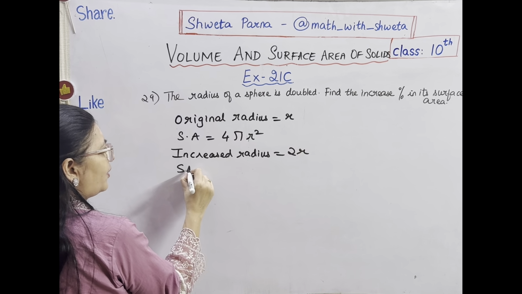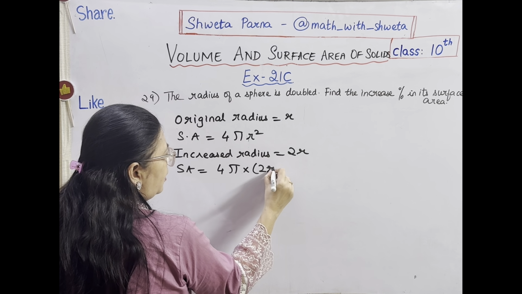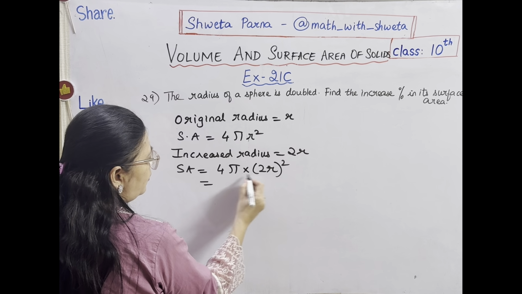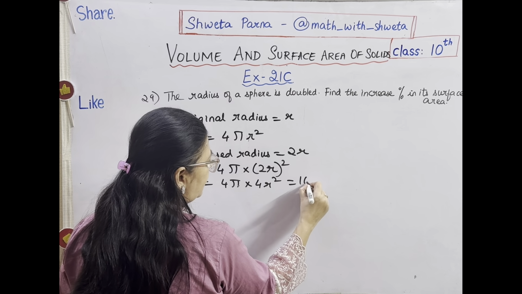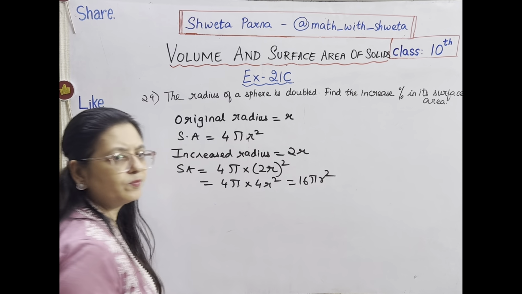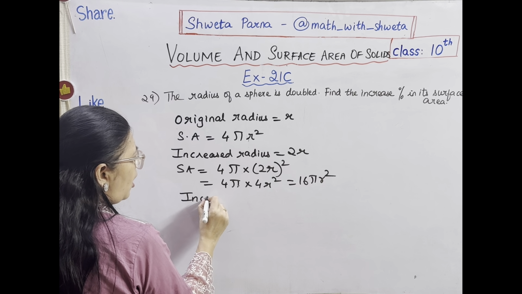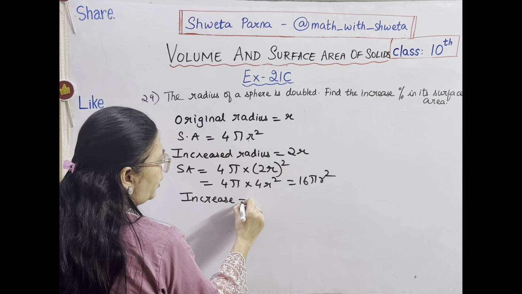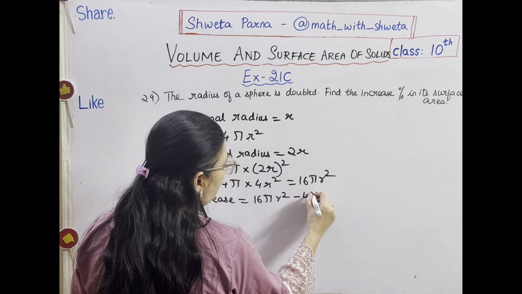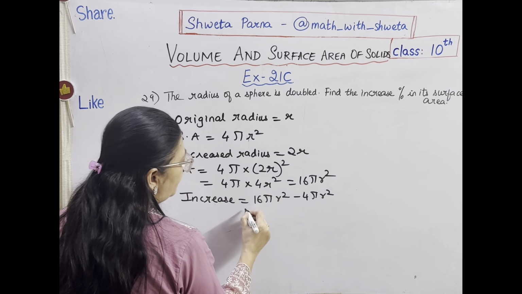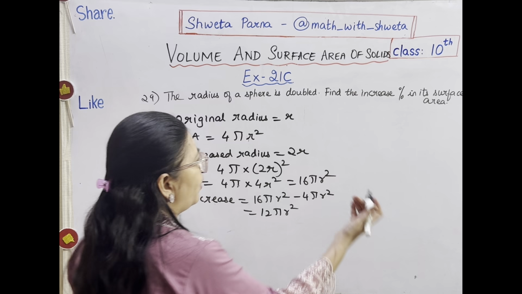So what is the surface area? Surface area is 4 pi into 2r the whole square, which is 4 pi into 4r square, which is 16 pi r square. Okay. Find the increase percent. So what is the increase? How much has it increased by? So increase is 16 pi r square minus 4 pi r square, the original one, which is 12 pi r square.